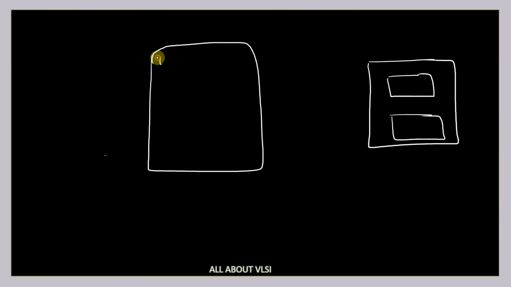Let's say this is our IP, where it is going to have different registers, and this is our test bench which we have written, which is being connected with our IP using the interface.